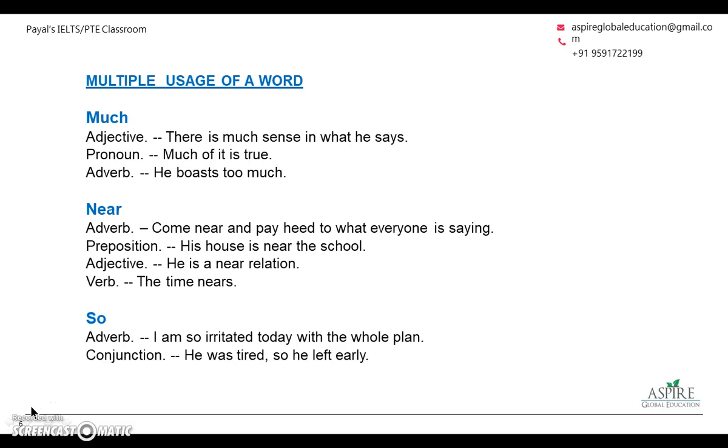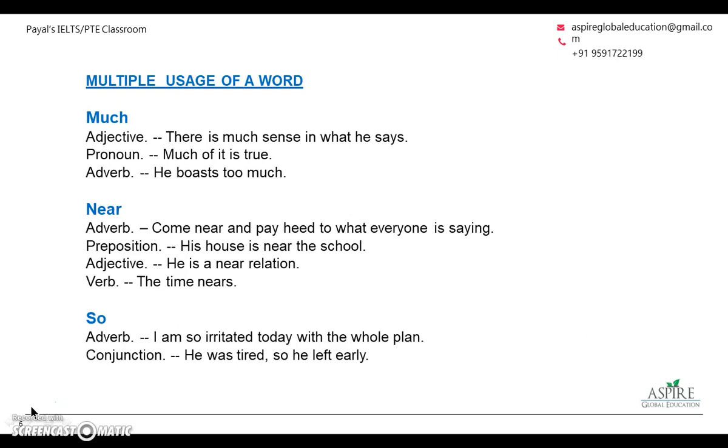Therefore, near is acting as an adjective. The time nears. So here it is acting as a verb because there is no other verb and we cannot make a sentence without a verb. Otherwise, it will be categorized as an incomplete or an incorrect sentence.